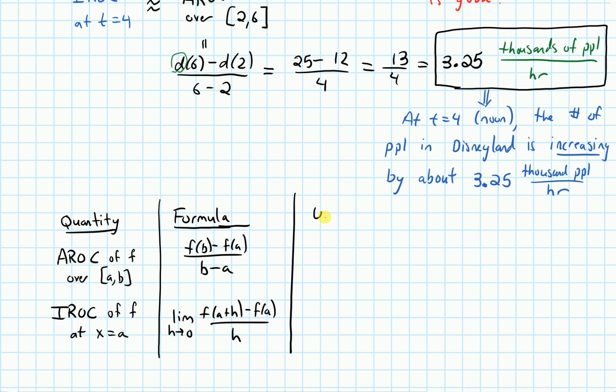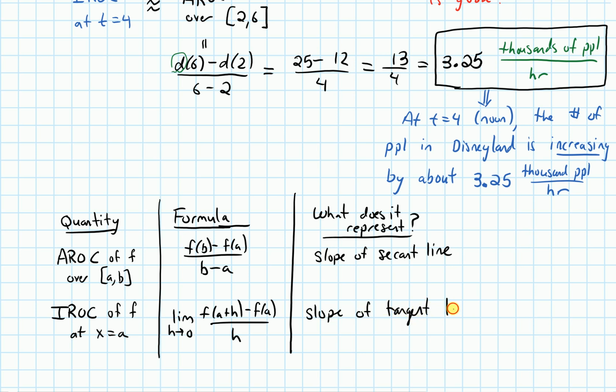And then I want to keep track of, well, what does it represent? So for average rate of change, f of b minus f of a over b minus a, this was the slope of the secant line. And for instantaneous rate of change, this was the slope of the tangent line. Okay, so let's really make this into a table. Let's separate out these two rows. Okay, and then I have this row of labels on the top.